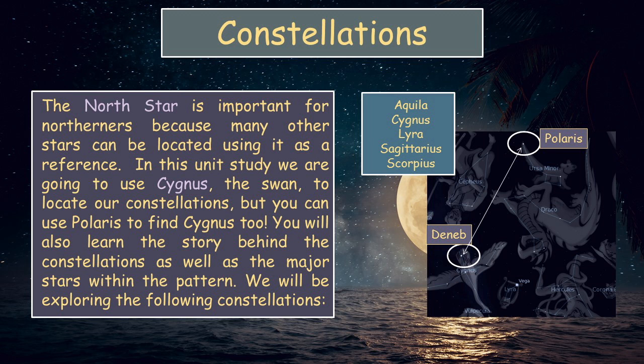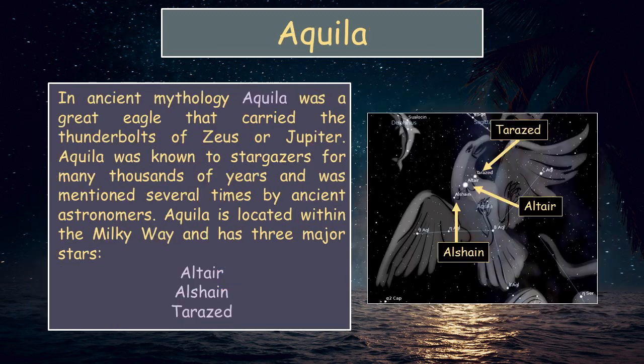In this unit study, we are going to use Cygnus, the swan, to locate our constellations, but you can use Polaris to find Cygnus too. You will also learn the story behind the constellations as well as the major stars within the pattern. We will be exploring the following constellations: Aquila, Cygnus, Lyra, Sagittarius, and Scorpius.